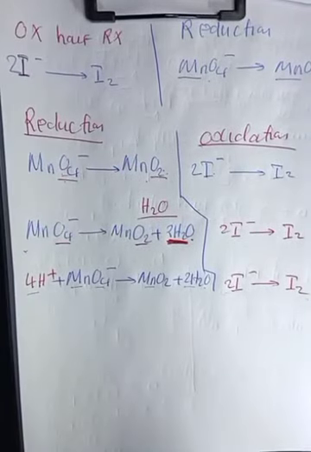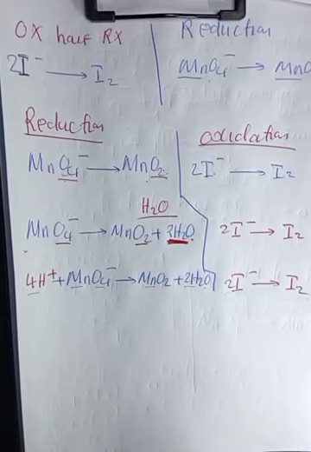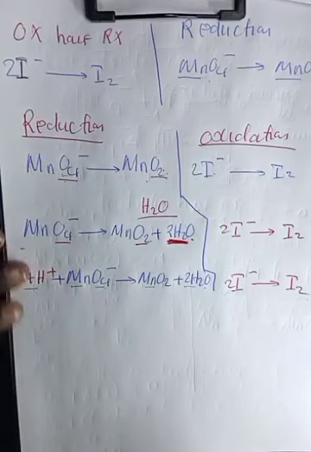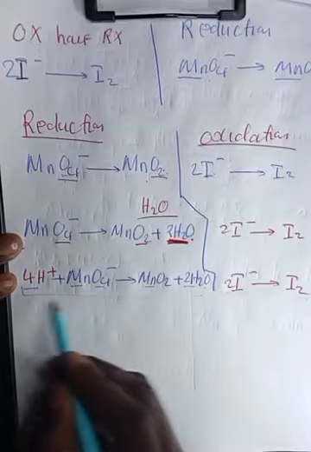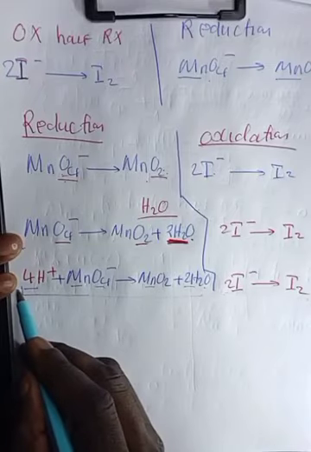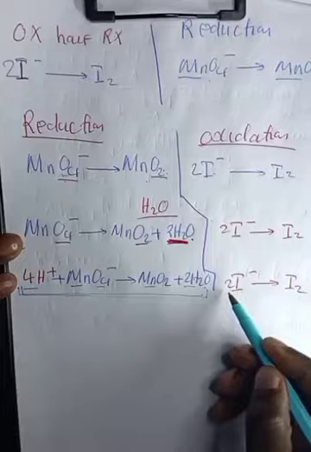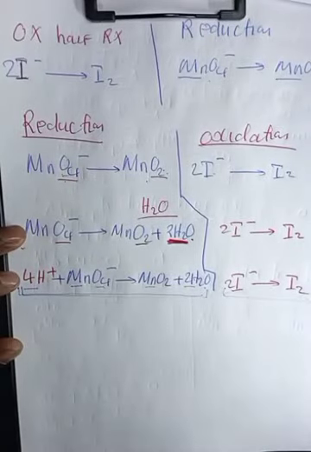So after this now, we have to move to the next concept. We need now to calculate the number of electrons that was gained. This is a reduction reaction. So how many electrons was gained here and how many was lost here? So how do you do that?